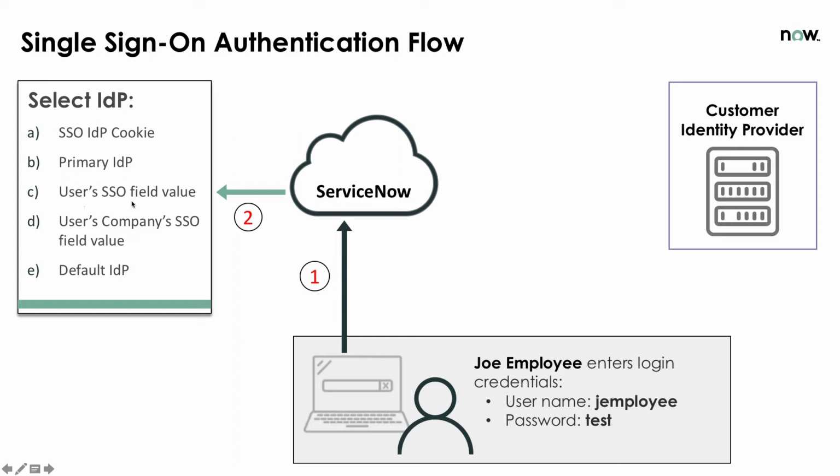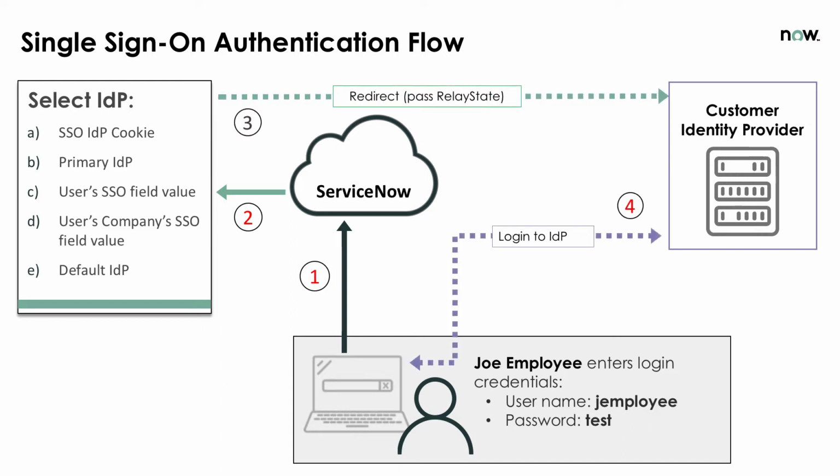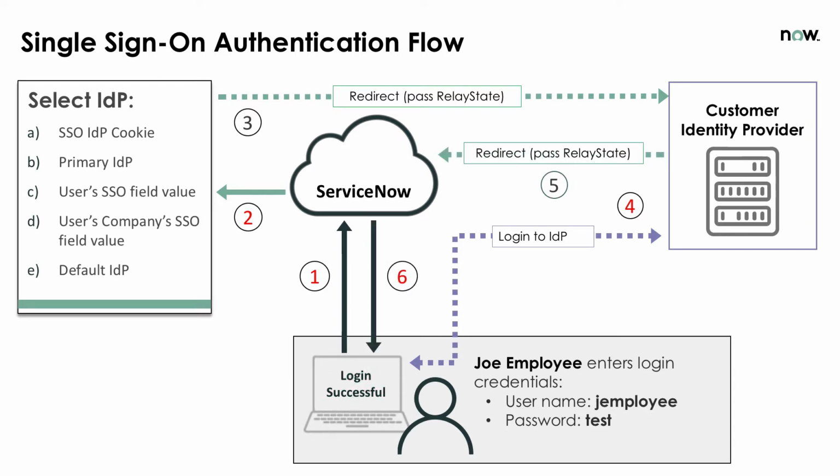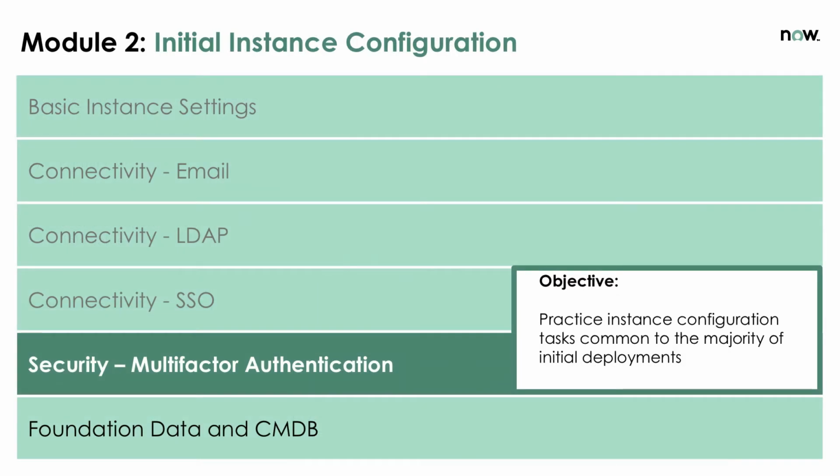If no, then we look at the user's record. Does Joe have anything filled out in his SSO field on his user record? If so, that'll identify the identity provider. No? All right. What company is Joe associated with? Is there an SSO identity provider field value there? No? Okay. Finally, is there a default one? We'll go there. So it's kind of like we go through this list on down the line until we find a match, and then we know which identity provider to use to authenticate Joe. Okay. Very, very important that we understand that and get that right.